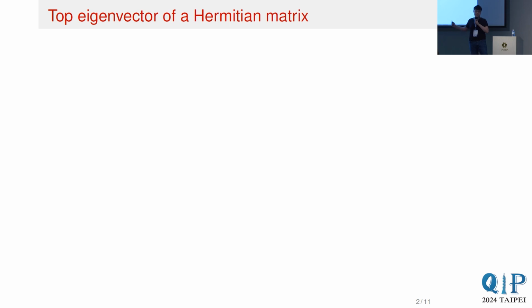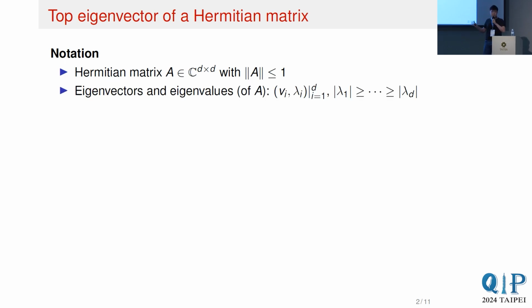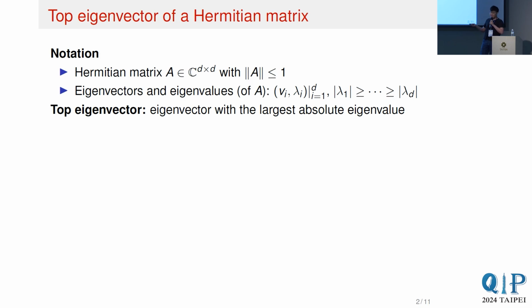So let's get started. First of all, in this talk, I would like to stick to the following notation. We will always use the capital A as a D by D Hermitian matrix with operator norm at most 1. And our goal is just to find the top eigenvector of it. We will use phi_i and lambda_i for the eigenvectors and eigenvalues, and they are ordered in terms of the absolute value of the eigenvalue. So what's the top eigenvector? By definition, it's just the eigenvector with the largest absolute eigenvalue, and there might be multiple of them.